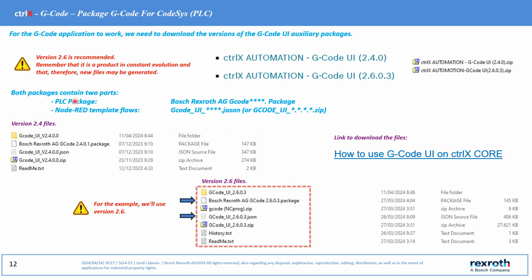This package contains two parts. On the one hand, the template for the PLC, and on the other hand, the template with the necessary flows for the Node-RED. Here you can see the files included in version 2.4, and in this other image the version of 2.6. And here you have the link to download the commented files.